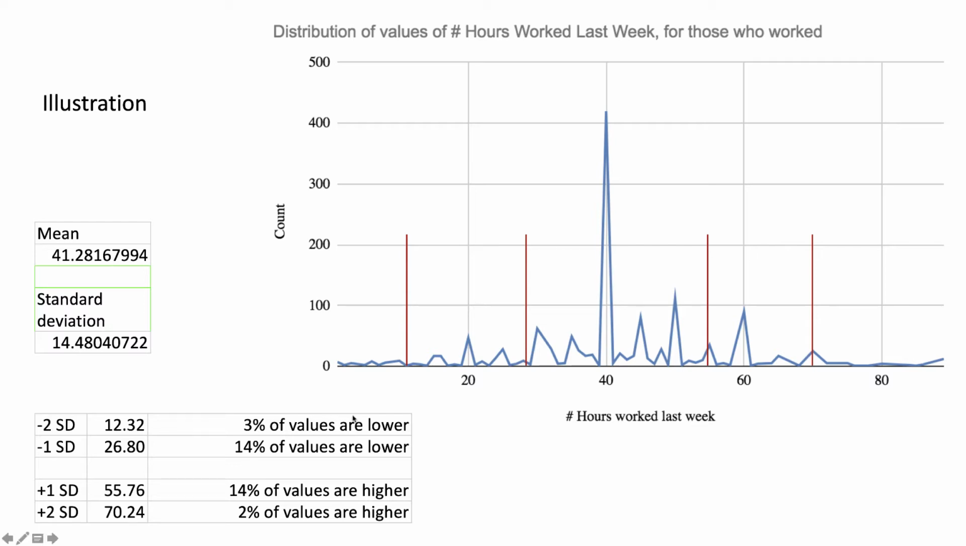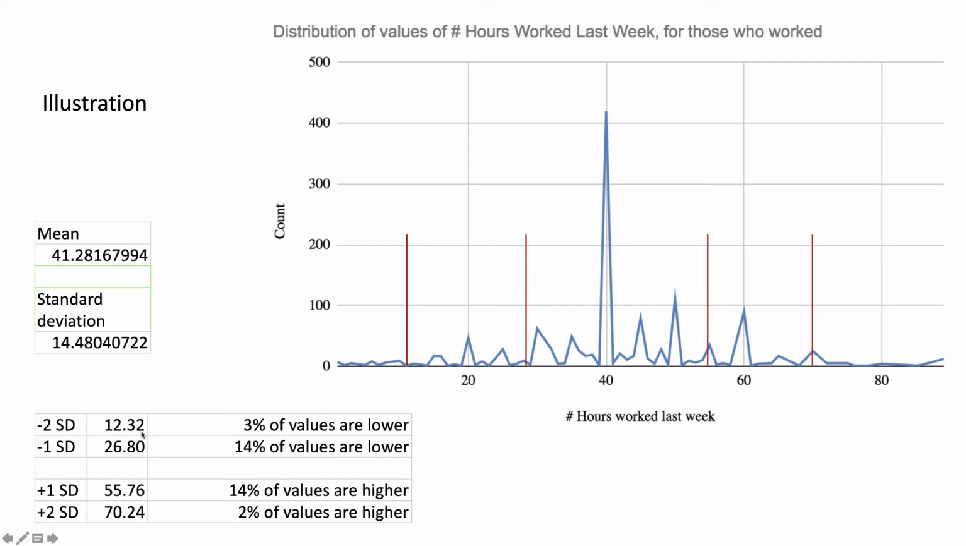And if I were looking for what percent of cases are 1 standard deviation or lower, it turned out that was 14% of the values, and that's 14% lower than this 26.8 hours worked. If you look at the other end, you can see the same thing. 2 standard deviations above would be working 70 hours a week or more, and there were about 2% of our values there. And 1 standard deviation above is working about 56 hours a week, and 14% of our values are 56 hours a week or higher.